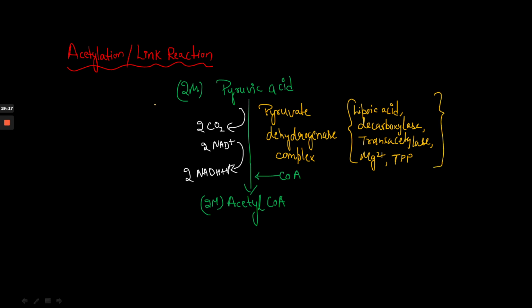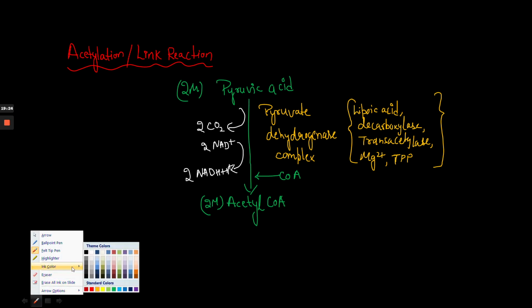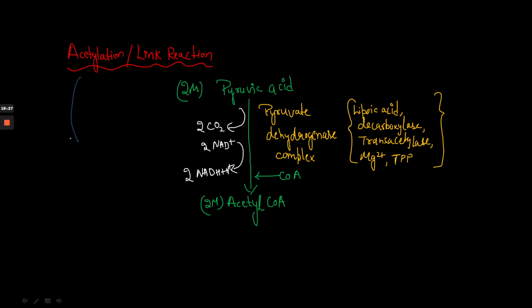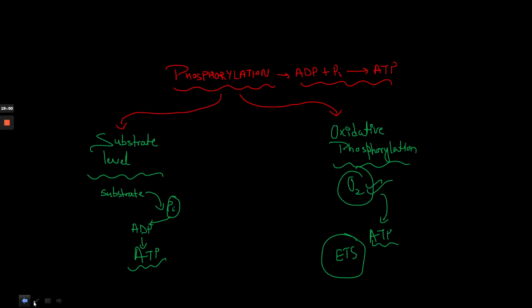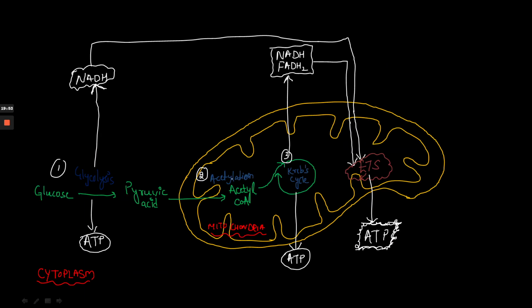So during acetylation, what is happening? 2 molecules of pyruvic acid are getting converted into 2 molecules of acetyl CoA. And the site for the link reaction, as we have just discussed, is the mitochondrial matrix. During this process, we have got 2 molecules of NADH. So this was about acetylation or the link reaction. So the second step is already done.